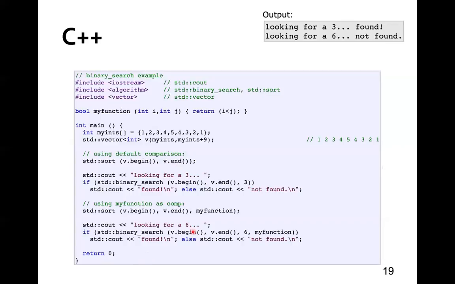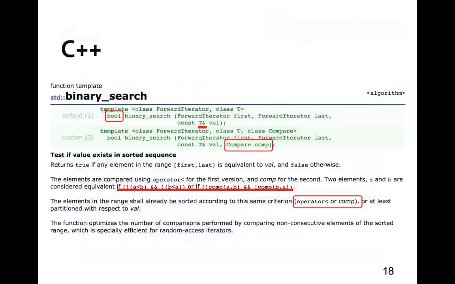Another way you can sort is with your own function. The function defines how to compare two elements in this array. It's basically smaller than. If this is smaller than that, my function will say this is really smaller than, if I put it here. So this compare can be a function. It can also be a class. If it's a class, you need to define the operator, which is parentheses.